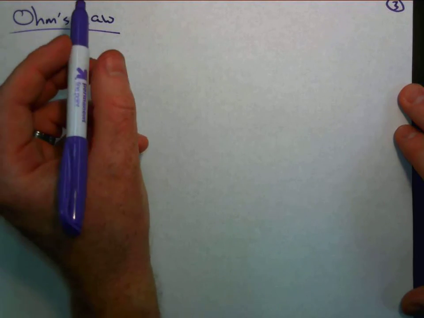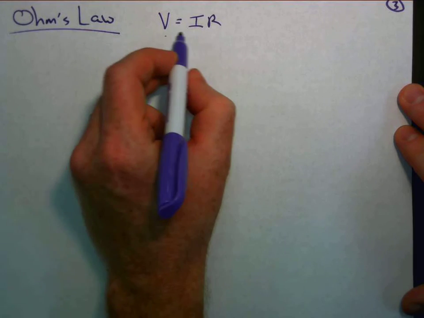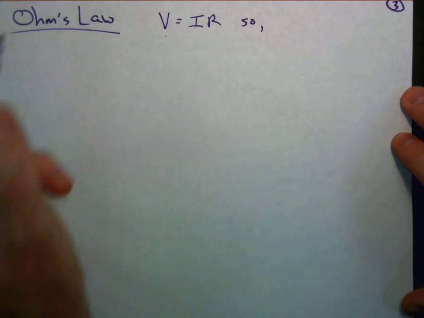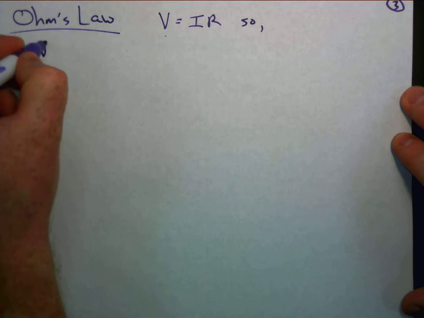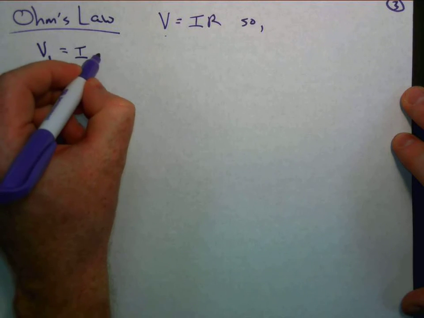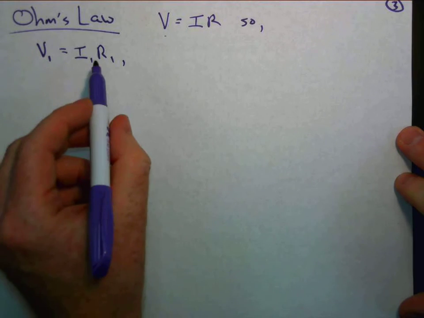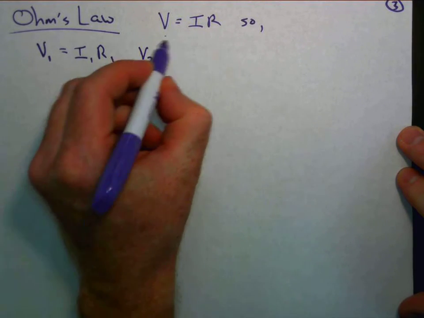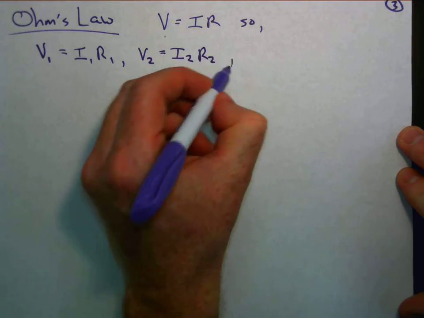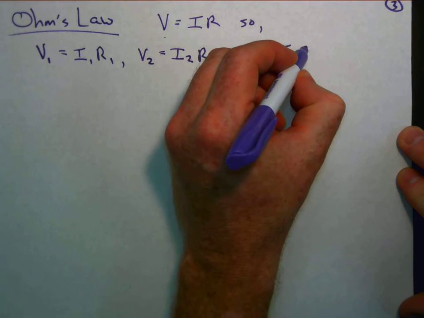And, you know, different ways to write it. The most common, V equals I times R, voltage equals current times resistance. So, from that, we can say that the voltage drop across resistor 1 is equal to the current through resistor 1 multiplied by the resistance of resistor 1. And we can say the same thing about the other resistors also. V2 equals I2 times R2 and V3 equals I3 times R3.